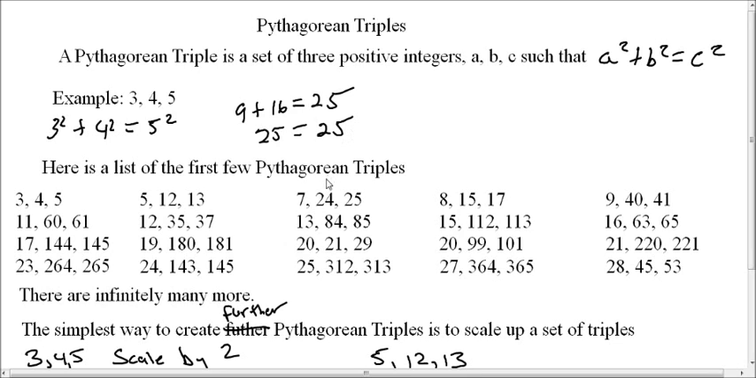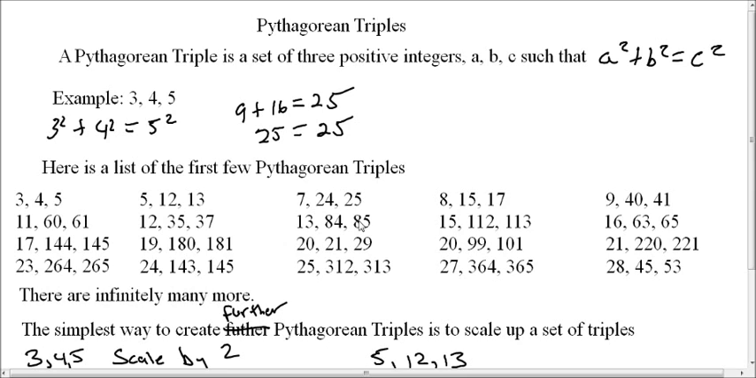I have for you a list of the first few, and may I say that there are infinitely many. These are useful if you're looking at a triangle with a leg of 3 and a leg of 4: with knowledge of these Pythagorean triples, we would identify the hypotenuse as 5.